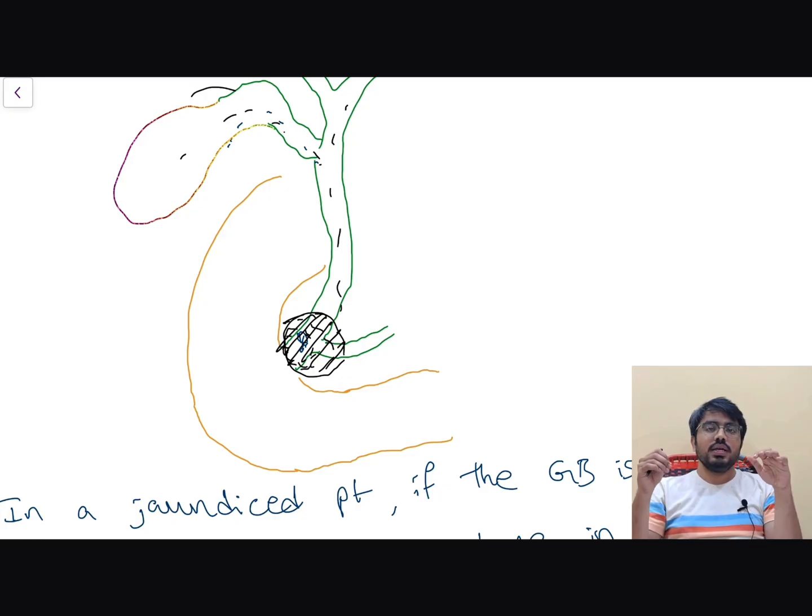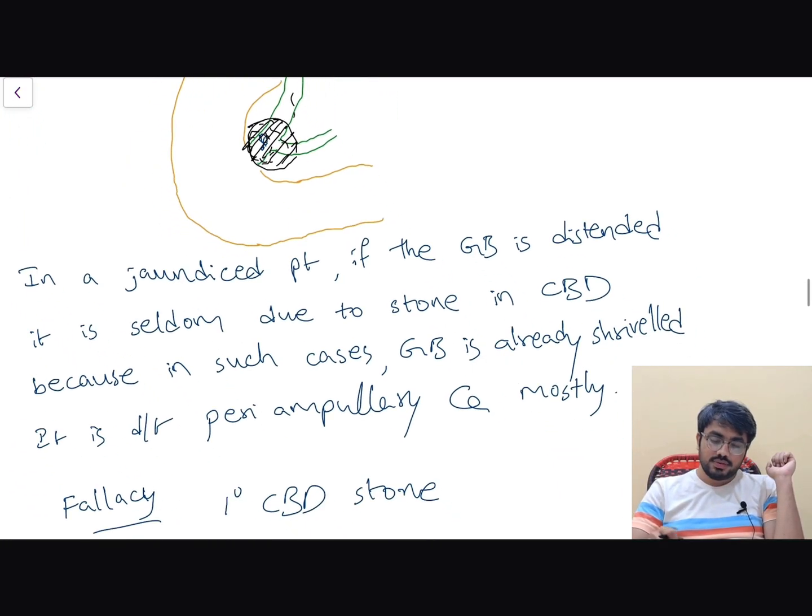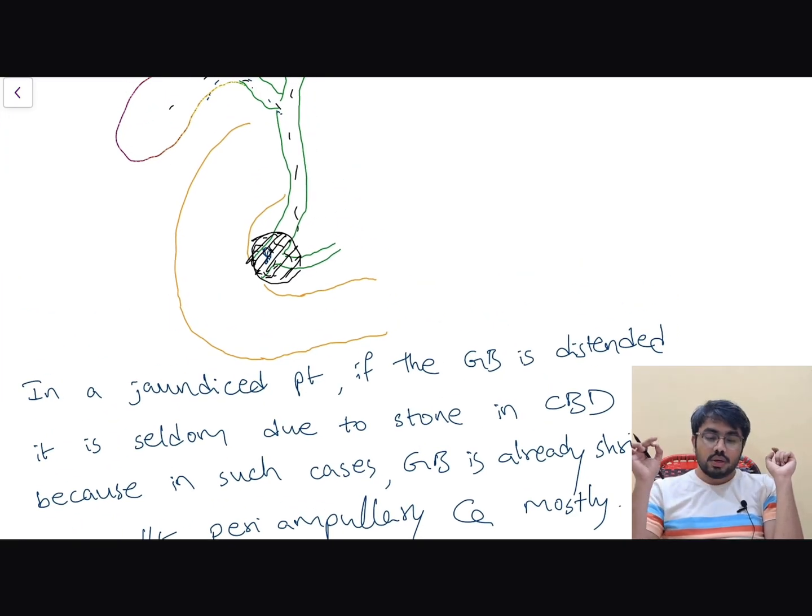That is the reason why, if at all you see a distended gallbladder in a case of obstructive jaundice, do not think of gallstones, always think in terms of a periampullary cancer. I will read out this sentence for you. In a jaundiced patient, if the gallbladder is distended, it is seldom due to a stone in the CBD, because in such cases the gallbladder is already shriveled. This jaundice has to be due to periampullary cancer mostly. This is what Courvoisier's law is.